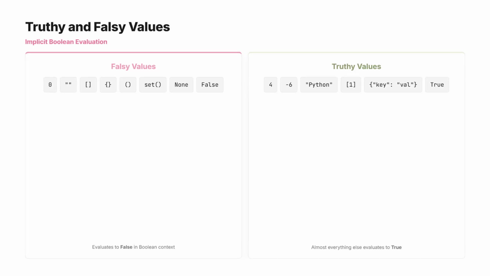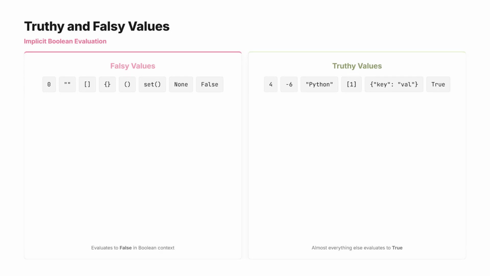For example, the numbers 4 and -6 are both truthy. A non-empty string is truthy. A list containing values is also truthy. Understanding truthy and falsy values allows you to write cleaner and more Pythonic code.